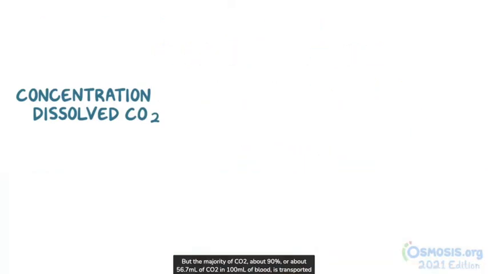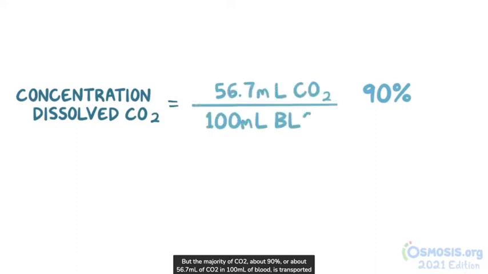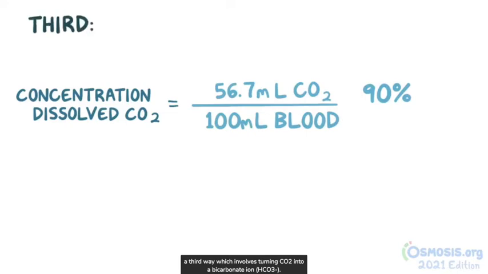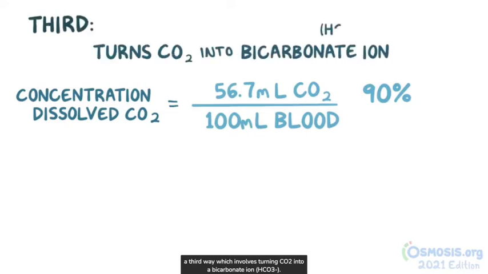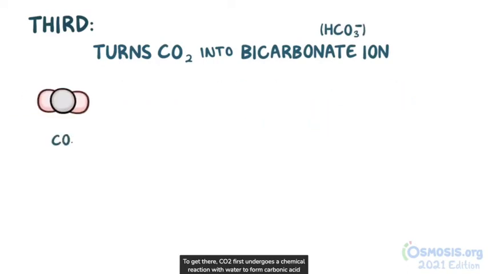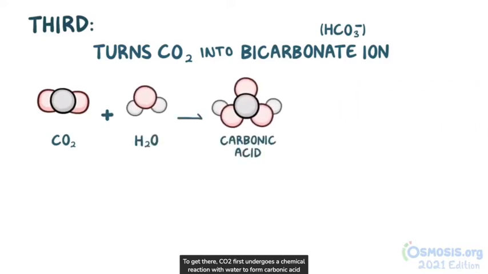But the majority of carbon dioxide, about 90%, or about 56.7 milliliters of carbon dioxide in 100 milliliters of blood, is transported a third way, which involves turning carbon dioxide into a bicarbonate ion, or HCO3-. To get there, carbon dioxide first undergoes a chemical reaction with water to form carbonic acid, or H2CO3.